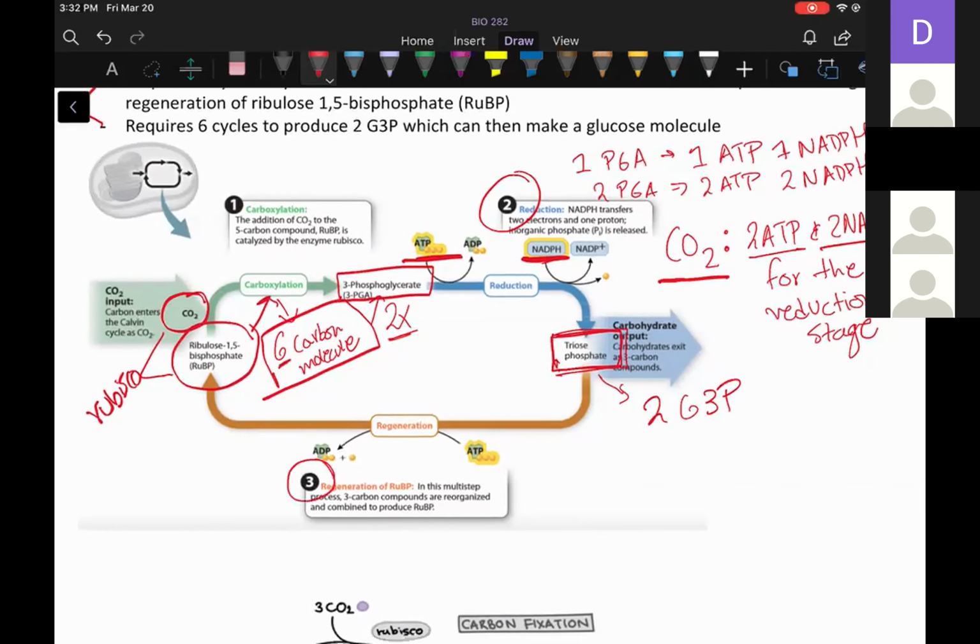And in regeneration, only a few of the G3P molecules that we get from the reduction phase are going to be used. Actually, only one of them is going to be used to make glucose. And the rest are going to go into regeneration of this molecule known as ribulose 1,5-bisphosphate. That happens just because we need the cycle to continue.